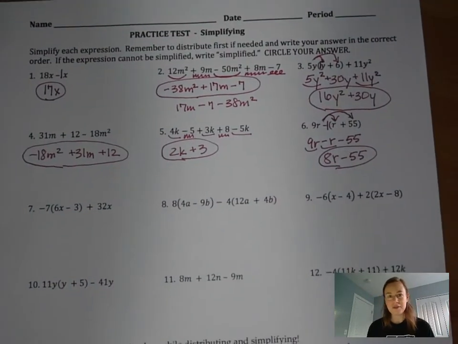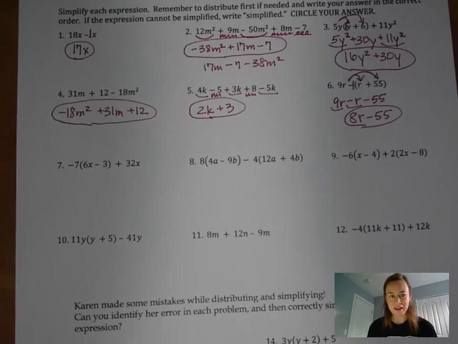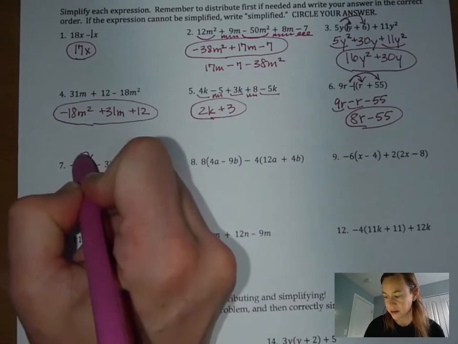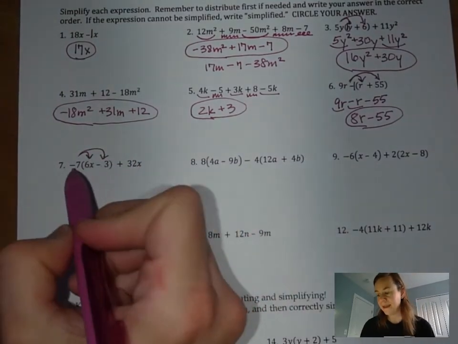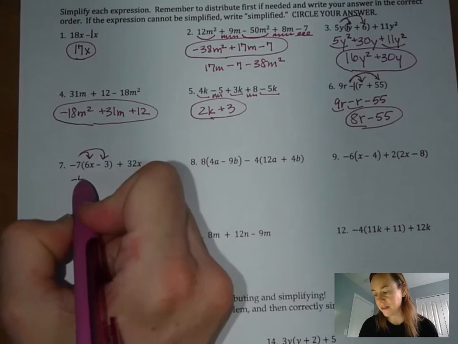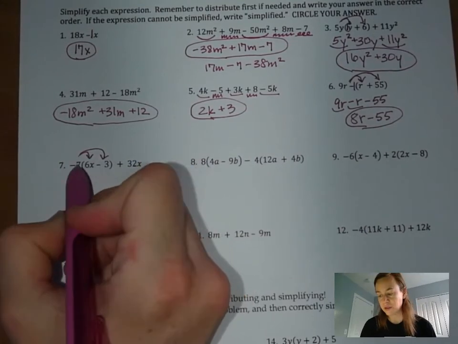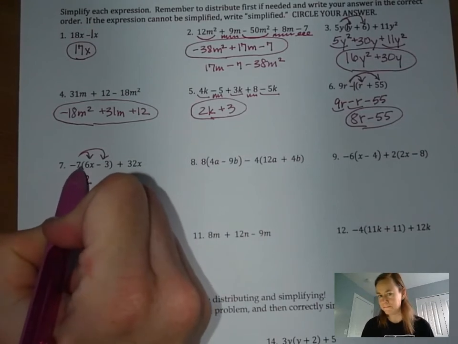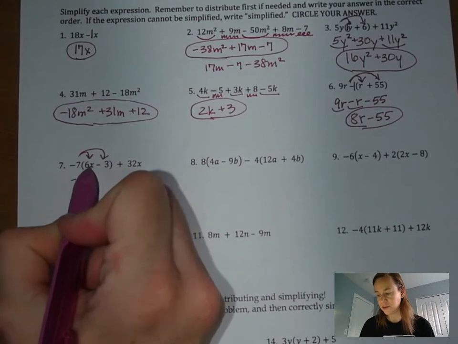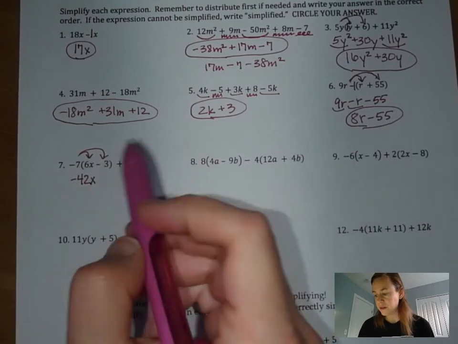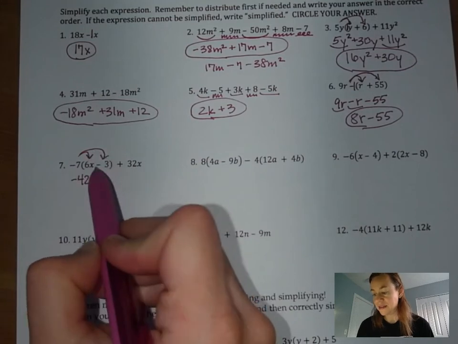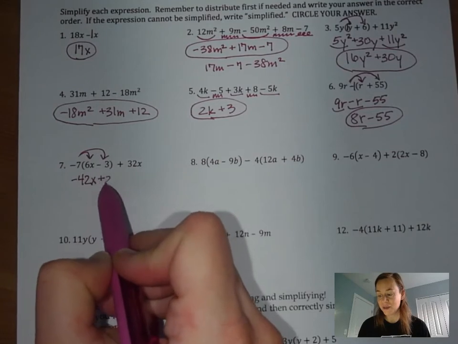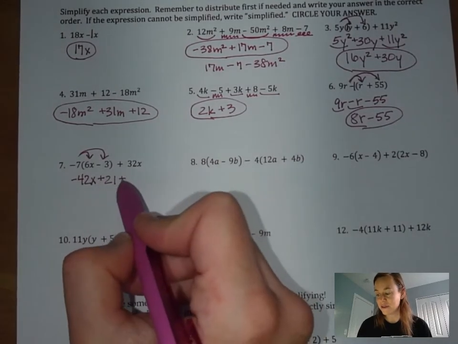Let's keep going. Number 7. More distributing here. So -7 is distributed to 6x minus 3. Let's draw our arrows. Okay, -7 times 6 is -42. So I just multiplied the numbers, right? Now let's multiply the variables. Is there a variable here? No, there's not. So that's just going to be an x. And now -7 times -3, don't forget that negative there, is going to give us a positive 21. And then plus 32x.